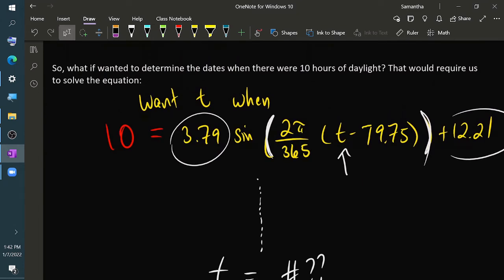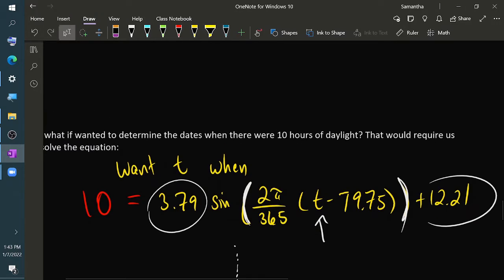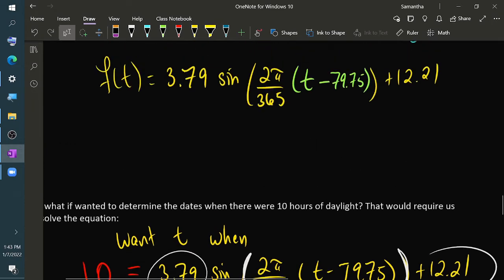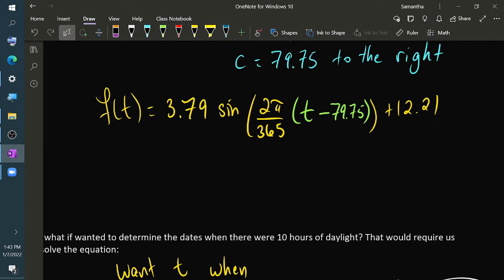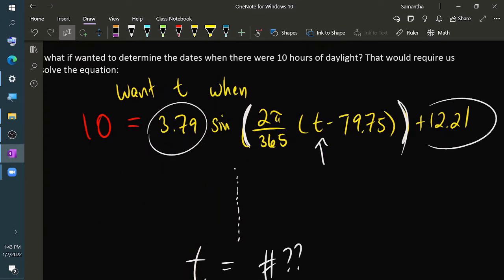At the end of video 11, and here's a screenshot of where we left off, we asked what might be involved in figuring out exactly on which dates there were 10 hours of daylight in the day. And we saw that that could be expressed as a mathematical equation where we took our formula, which predicted the number of daylight hours, and we said, when will the daylight hours be equal to 10?